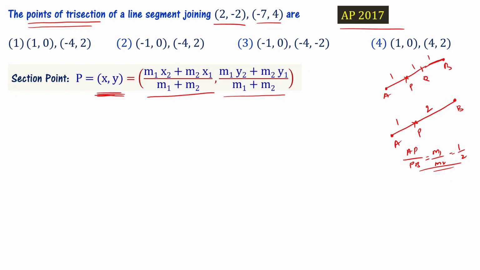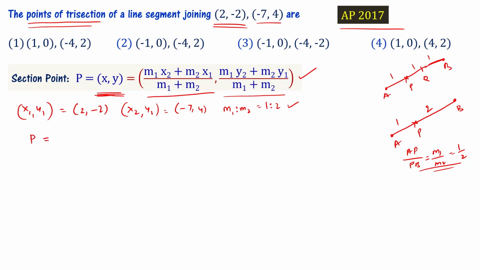So to start with, let's take A as x1, y1, that is equal to 2, minus 2, right? And x2, y2 is minus 7, 4. Okay, and m1 is to m2 is 1 is to 2. We use this data and substitute here so that we'll get the coordinates of P.